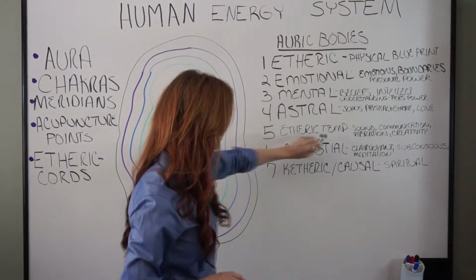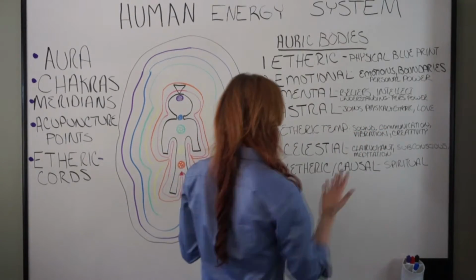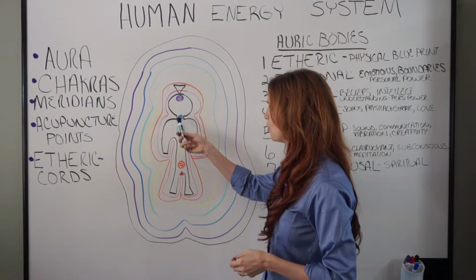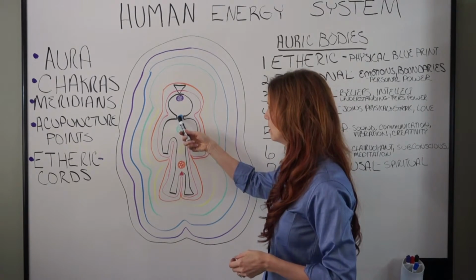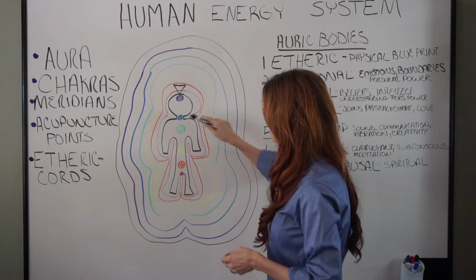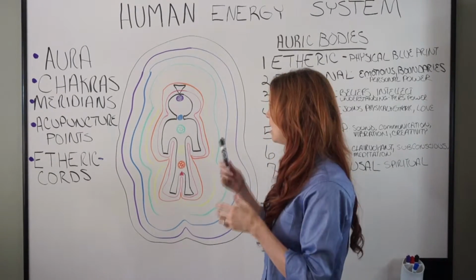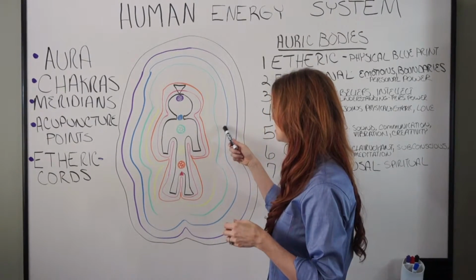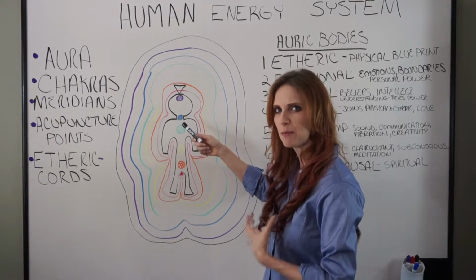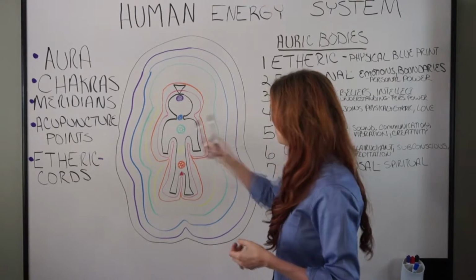Number 5, the etheric template: sound, communication, vibration, creativity. And I do find that that's pretty in line with what I found working with people. This is your throat chakra here, and then this is this layer out here. So this has to do with communication. If this layer is congested, if the chakra is congested, if it's got energy stopped up in it or it's out of whack, the layer of the aura will be out of whack too. So these play together.